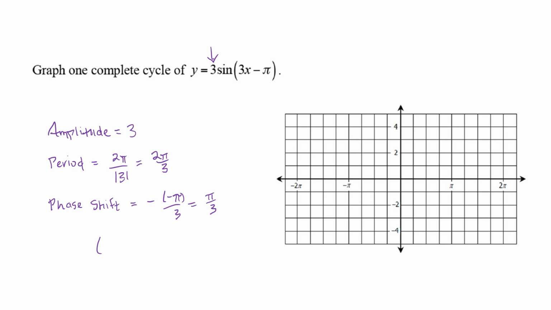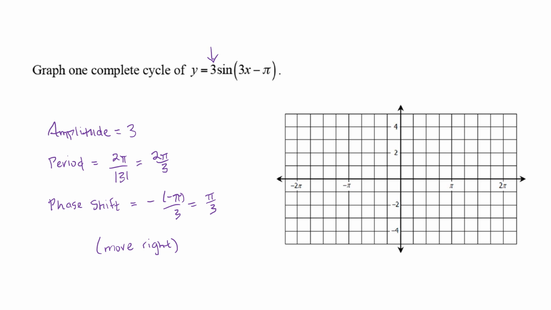So if we were to graph this function, we would move to the right pi over 3. But since we're only doing one complete cycle, we're going to start at pi over 3. And since the period is 2 pi over 3, we would only go 2 additional pi over 3s, if that makes any sense. Hopefully it does. But I'll re-explain it for you.